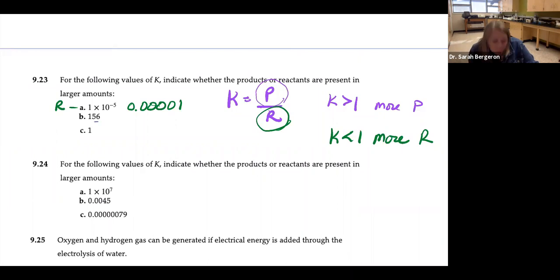In B, this is greater than 1. You're going to have more products. And then in C, oh, this is that really weird case, right? Where in order to equal 1, if you had 50 products, you'd have to have 50 reactants. And that 50 divided by 50 is 1. And that would be K. So they would be equal. So products and reactants are equal to one another, okay? All right, let's see.